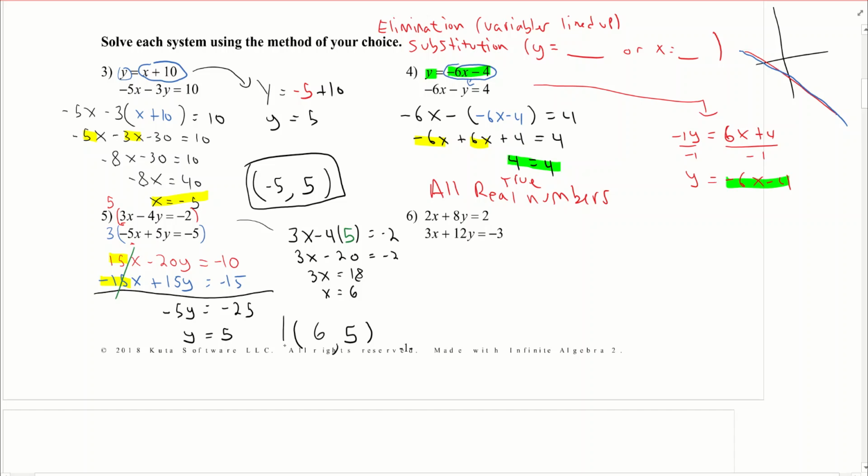And so the x coordinate is 6, and our solution is (6, 5). That's where they would intersect, right? You could graph them. I encourage you to go on Desmos and just type those two equations in and notice that they intersect at (6, 5).